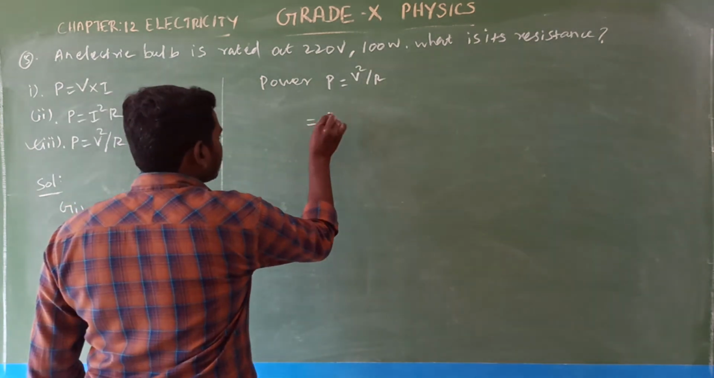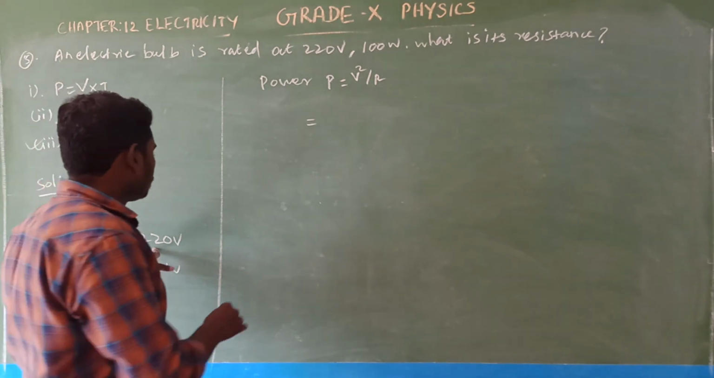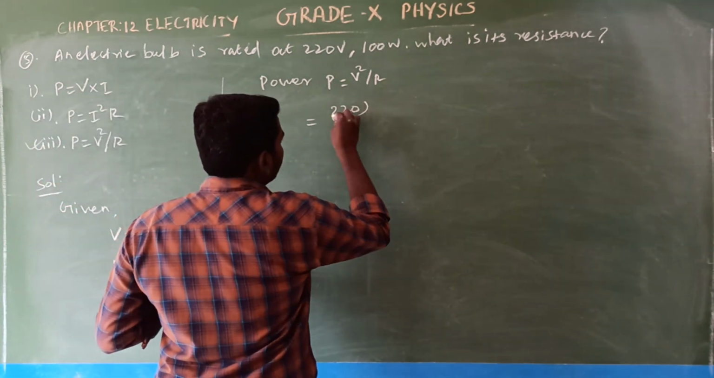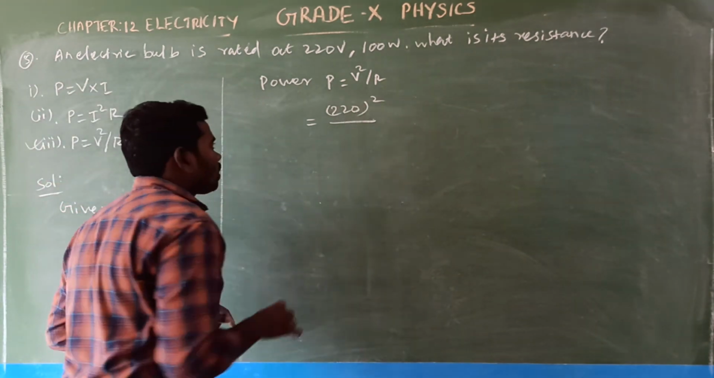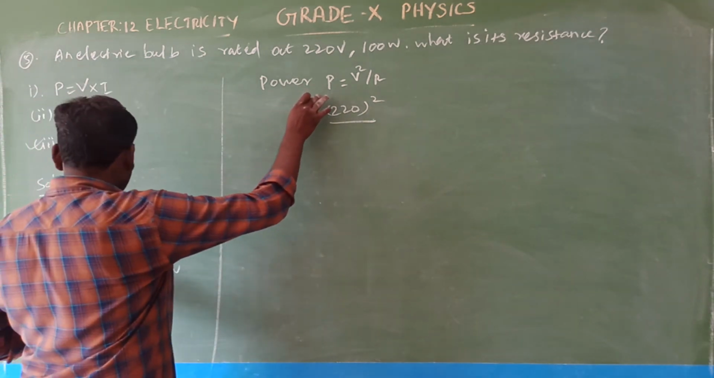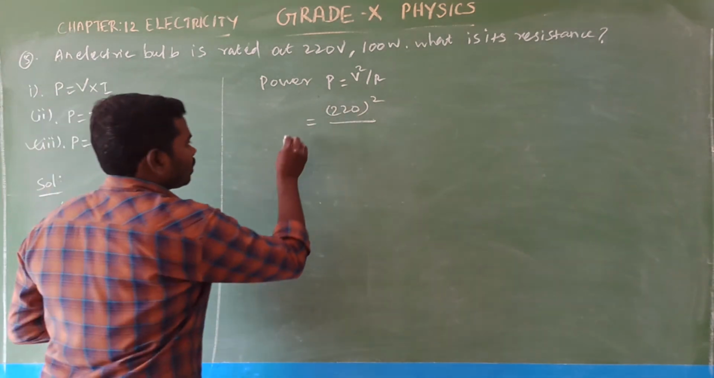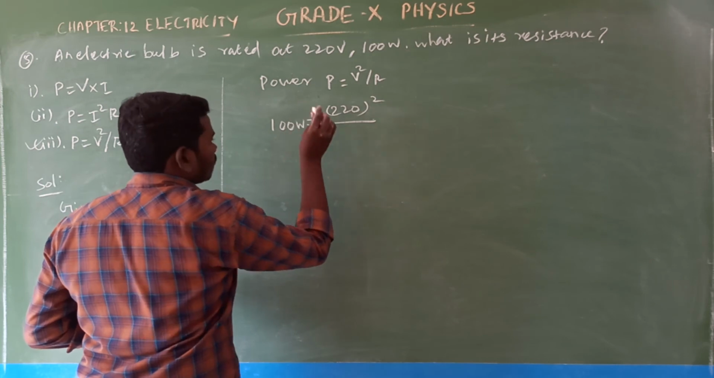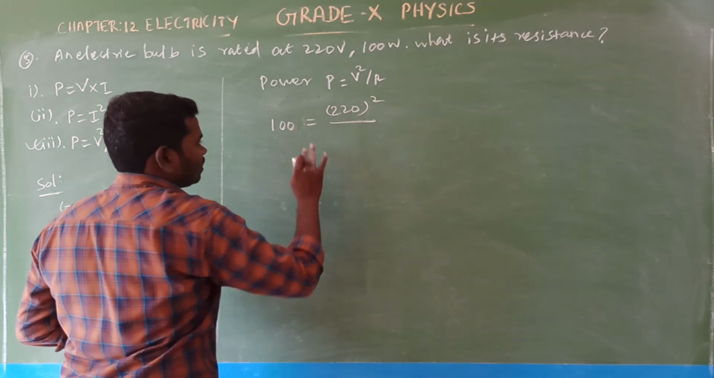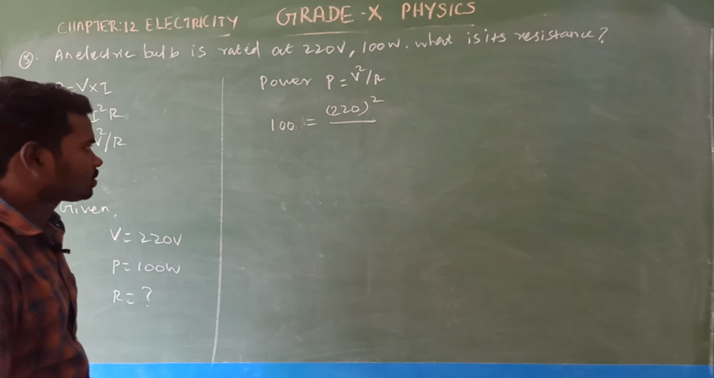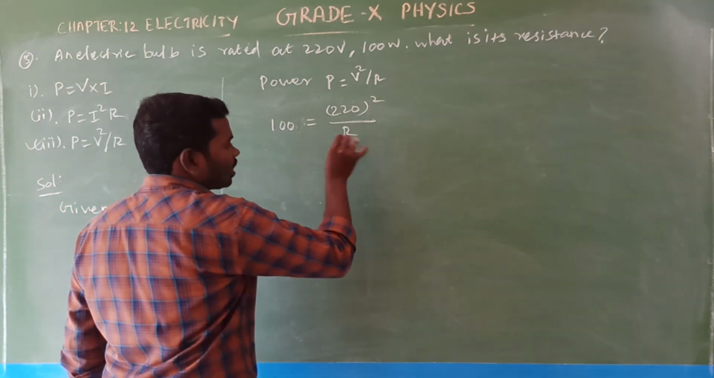Yes. So what is the value of V? That is 220 square divided by R value we need to calculate, and P value how much? P value 100 watt. Finally we can mention the units. So R, let it be, because R we need to calculate.